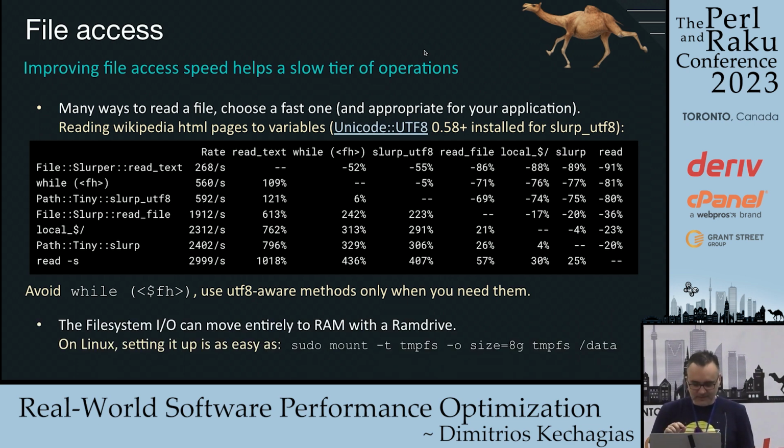And you can move the entire file system to RAM with a RAM disk, a RAM drive, if you want. It's very easy to do in Linux. And it used to be much more popular back in the HD days, but it's still faster than SSD.